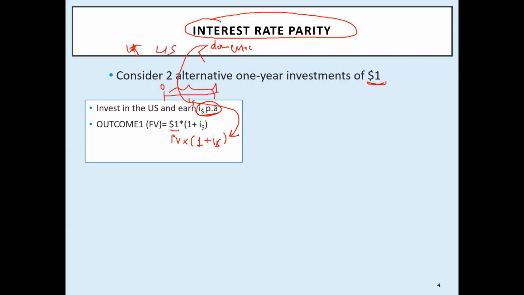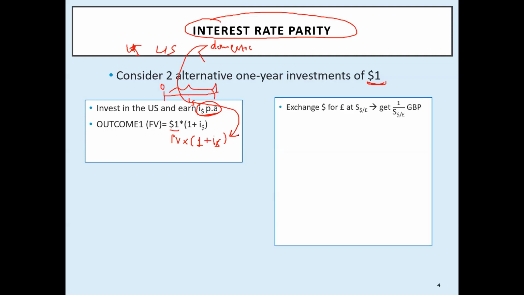Now, an alternative is I could be looking at, say, a foreign market. Suppose that I can choose a foreign market to invest. I'm going to pick the UK. So my second option here is I'm going to invest in the UK. Now let's look at this investor who wants to invest in the UK.